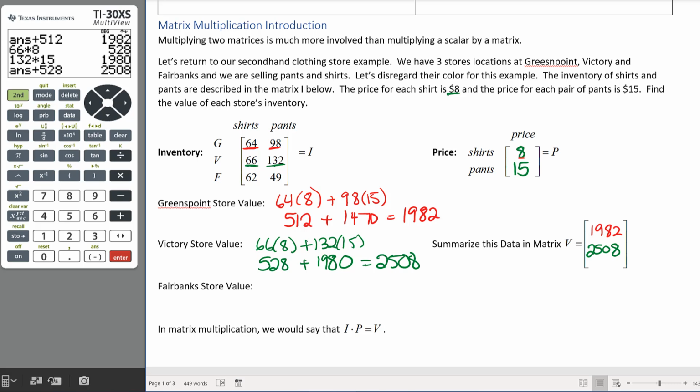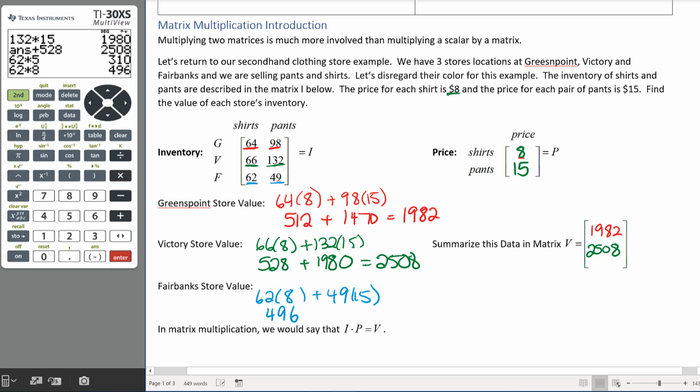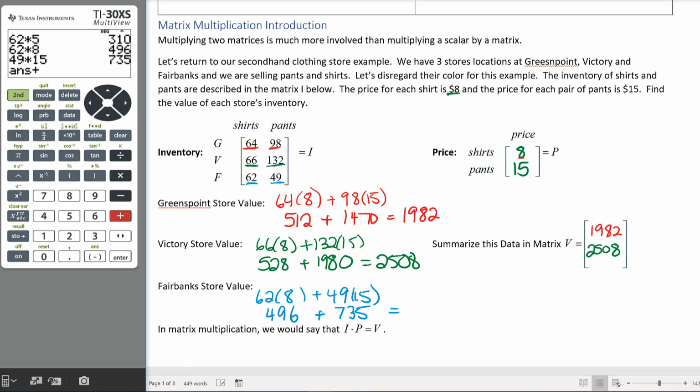And then I'm going to do this one more time for the Fairbanks store. The Fairbanks store has 62 shirts times the $8. Plus we have the 49 pants times $15 each. 62 times 8 is 496. 49 times 15, that gets me 735. Then when I add those two together, that gets me 1,231.